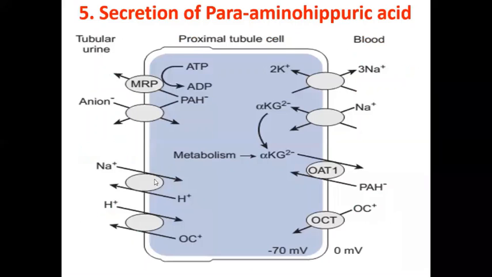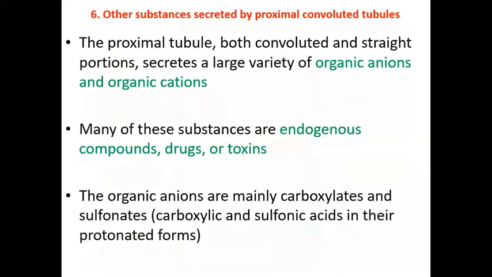So we saw some examples here that you also have an organic cation transporter. So you have an organic cation transporter that is transporting these organic substances. Then you have a hydrogen ion, organic cation exchanger. So it's going to be exchanged. So overall, the organic compounds are being secreted by the proximal convoluted tubule.